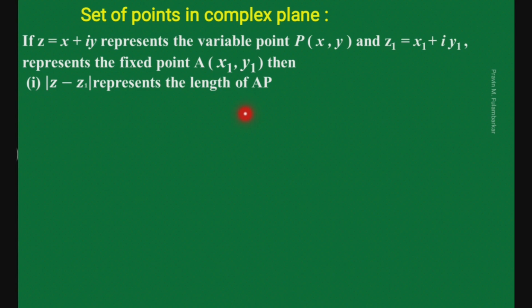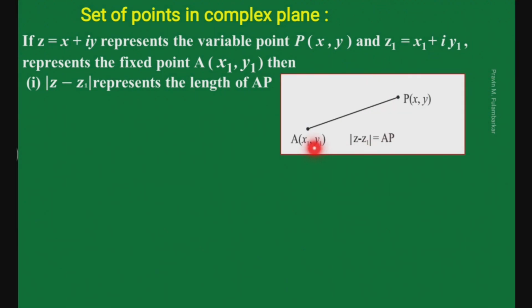So when we have to find the length between two given points, we use the distance formula. Here, if a variable point is given and one fixed point is given, then we find the distance between them by using the modulus of z minus z1. z represents the variable point and z1 represents the fixed point.